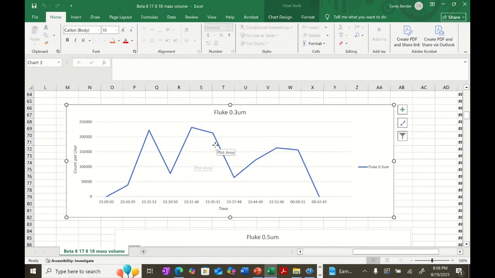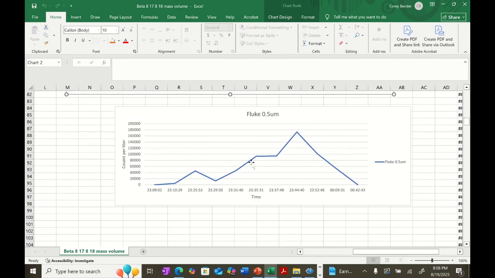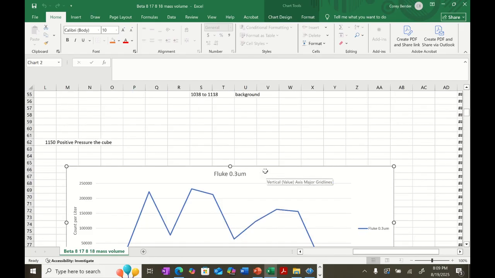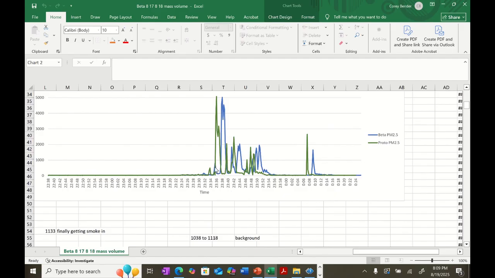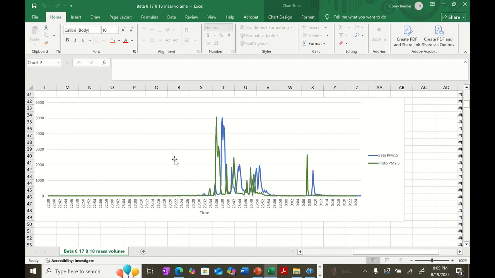Okay, so this is here. I took those two back-to-back Fluke readings. We see the first one there, we've got a good amount of 0.3, and we see that the 0.5 micrometer particles are now starting to accumulate in the cube. And so that means that here we have the beginning of the Dylos. We see a major jump up. We see the Dylos being able to see the smoke.